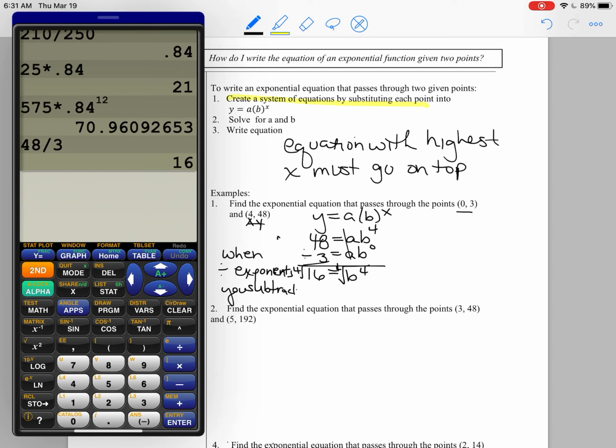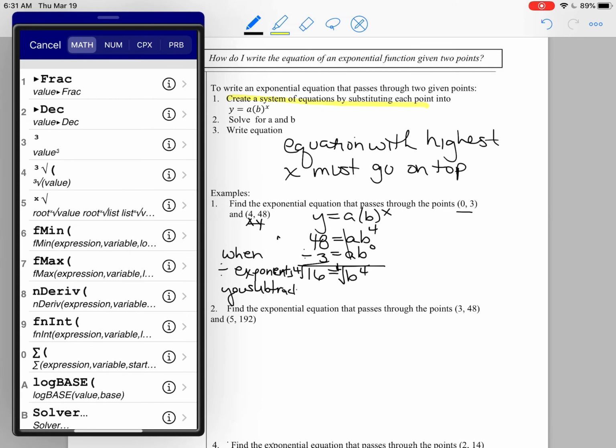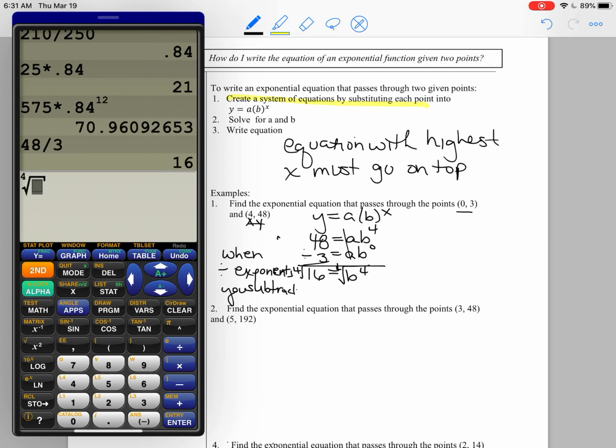All right, so to get to the 4th, we're going to put 4 first because we want the 4th root. Press math. And if you look down here to number 5, it's got an x with a little root on it. That's what we want. And you notice how the 4 is now inside the root to the 16th power. Enter. And that gives me 2. So 2 is equal to b.